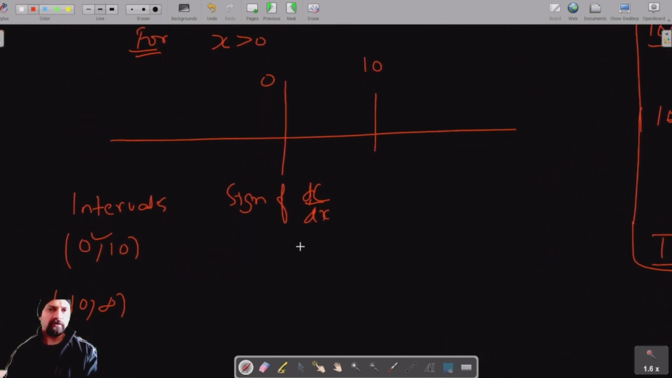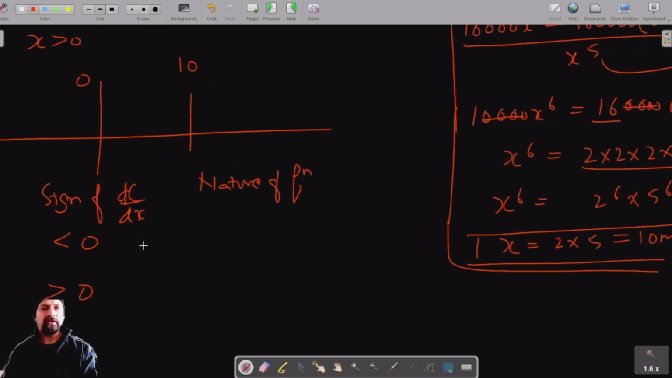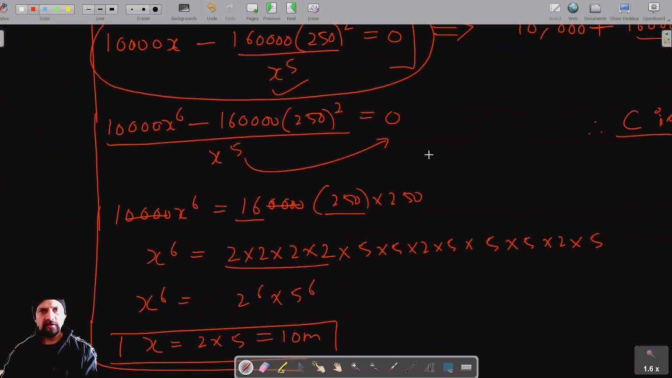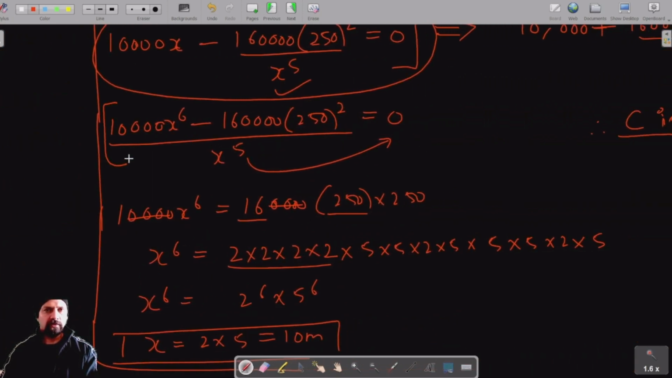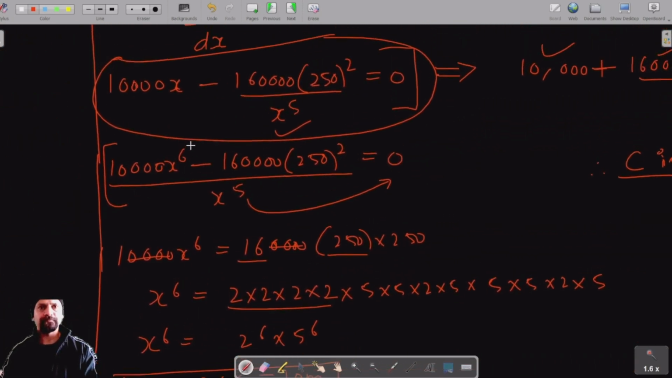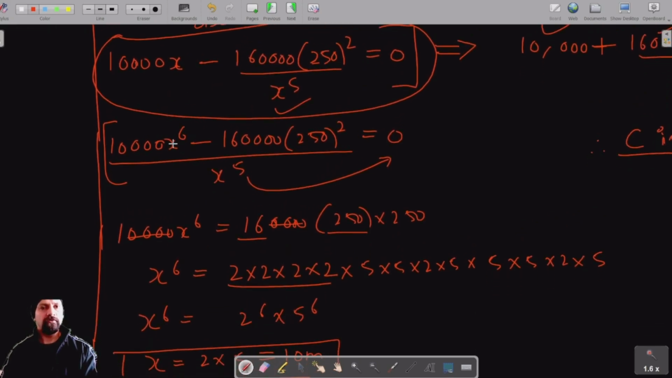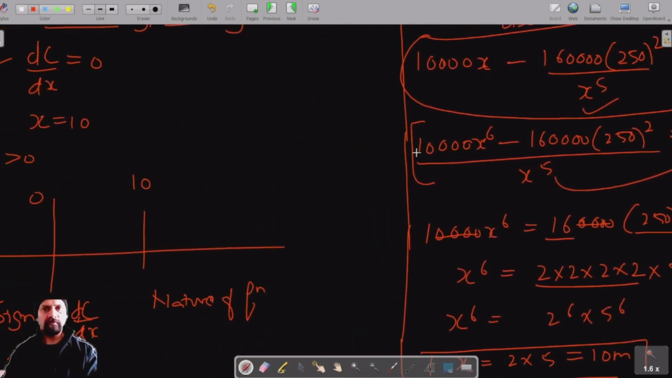So for 0 to 10, this will be less than 0, and for 10 to infinity, this will be greater than 0. So in this, the nature of the function when it's 0 to 10: we can put in any value here. For 0 to 10, let's say the value is 5. So this gives us 10,000, for value 5.